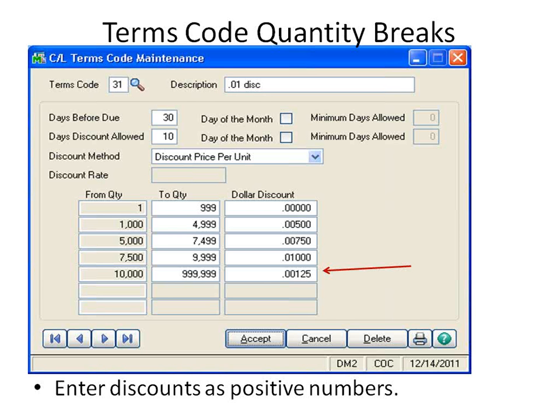In terms code, your discounts are always entered. These are discounts. We know they're discounts, so they're entered as positive numbers. And your days discount allowed, this is going to drive what day we stop applying the discount in cash receipts. So if you're giving them 30-day terms, but you're saying discounts in 10 days, and they pay in 12, AR is not automatically going to try to apply that discount in cash receipts.